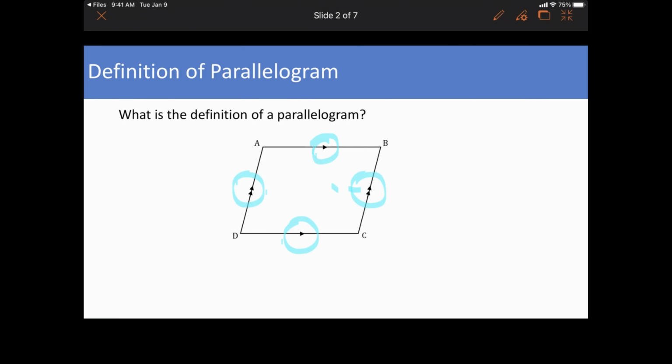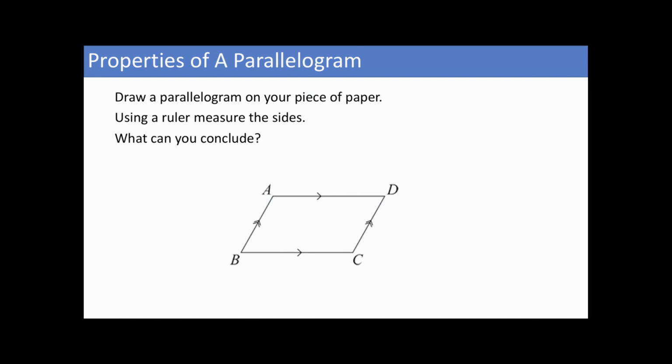If you have a ruler at home, find a ruler or something to measure. If you have a protractor, you can get one of those too. Take a moment, on a piece of paper, draw a parallelogram. The easiest way is to take a ruler and draw sideways lines using the lines of your paper. Then take a ruler and measure the lengths of the sides. What can you conclude? So pause, do that, and then come back.